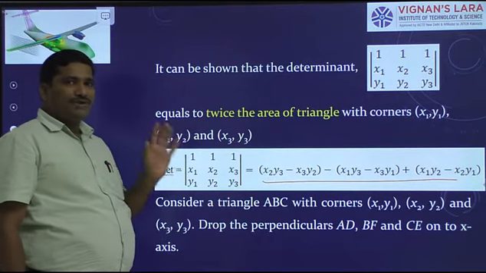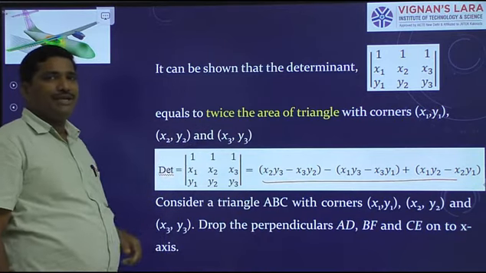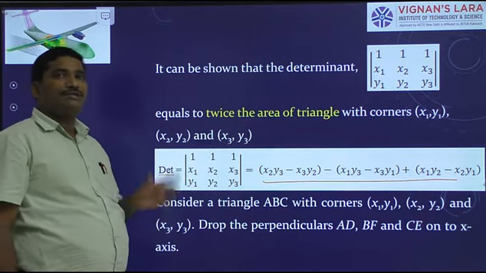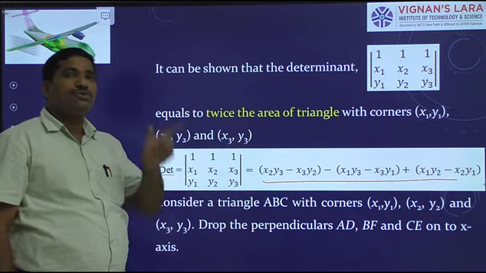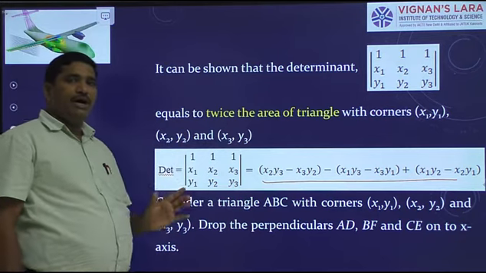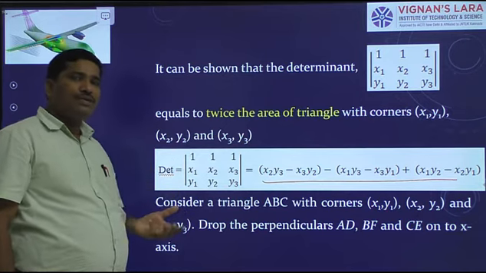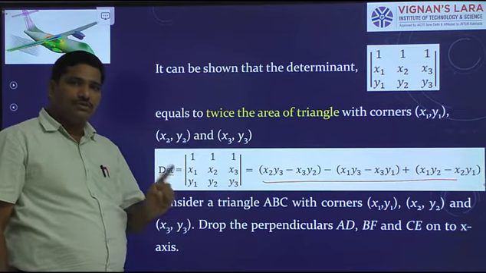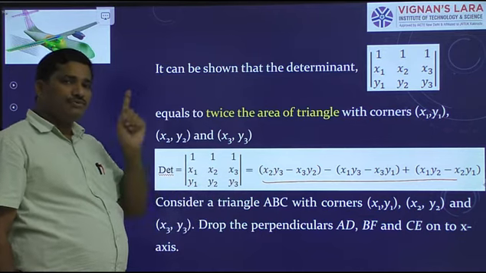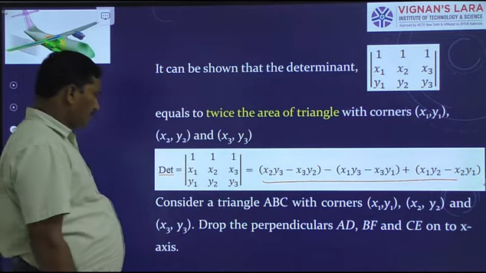What are x1, y1, x2, y2 and x3, y3? They are the Cartesian coordinates of the nodes 1, 2 and 3 respectively. x1, y1 are the Cartesian coordinates of node 1. x2, y2 are the coordinates of node 2. x3, y3 are the coordinates of node 3.